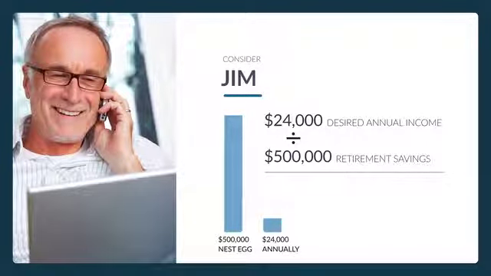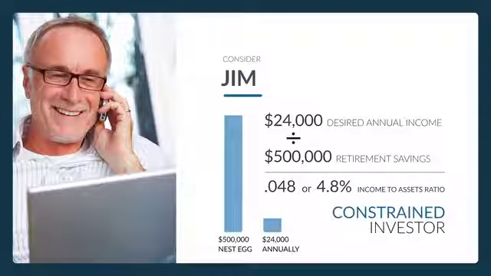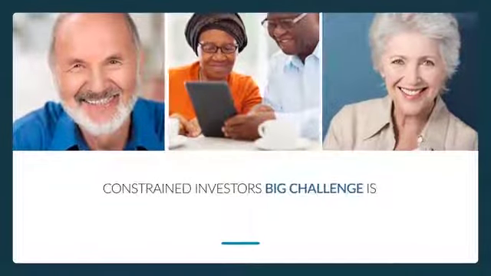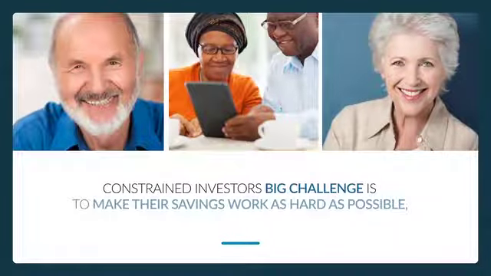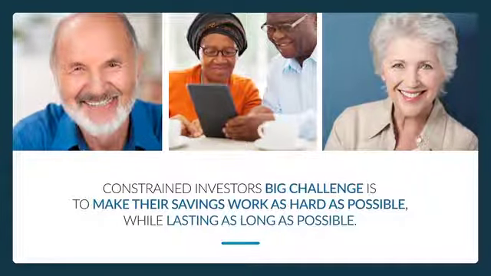$24,000 divided by $500,000 equals 0.048 or 4.8%. Jim's income to assets ratio of 4.8% places him in the constrained investor category. But what does that really mean? In a word, caution. Constrained investors' big challenge is to make their savings work as hard as possible while lasting as long as possible.